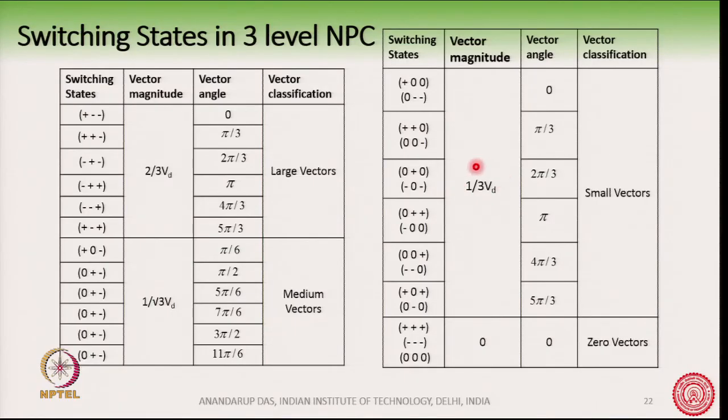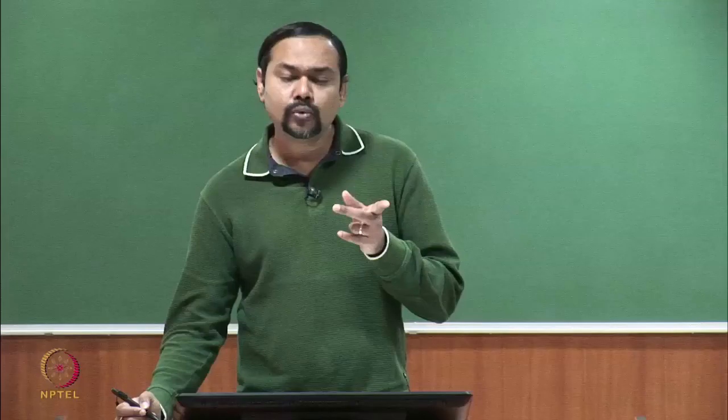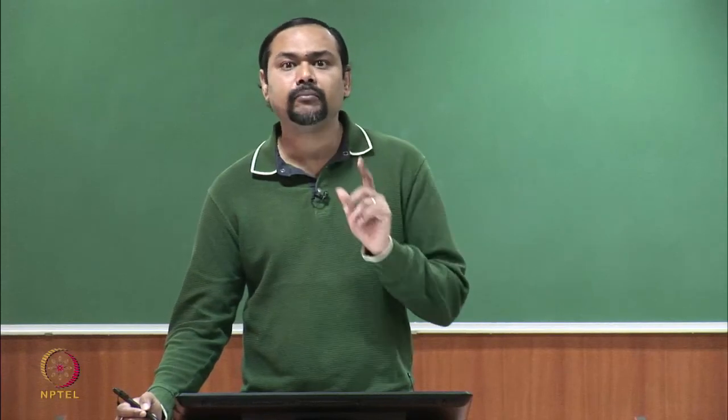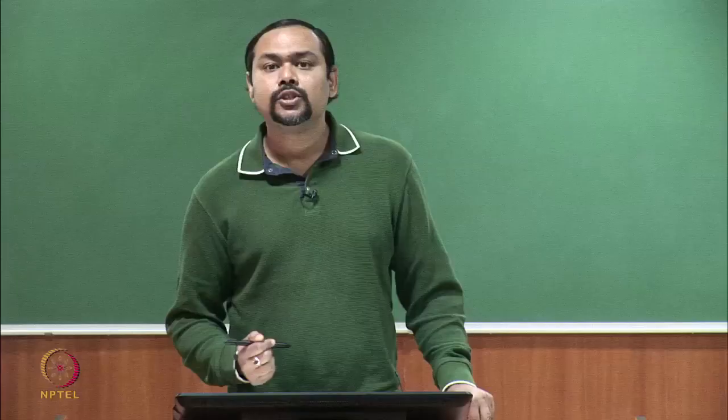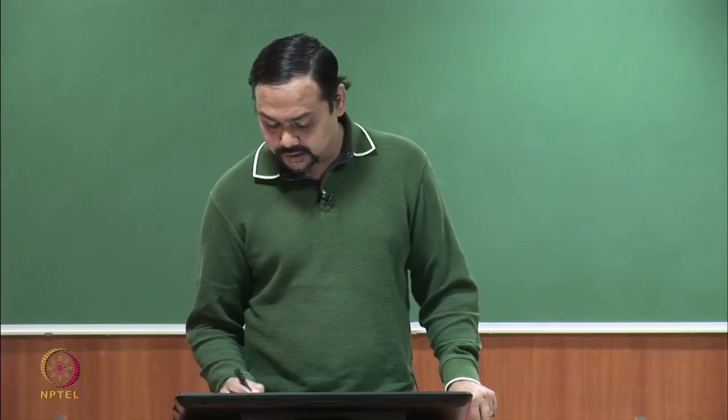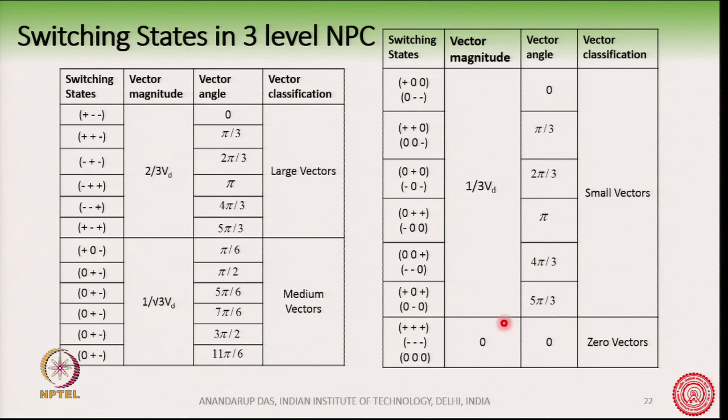Then we have 6 small vectors, and these 6 small vectors have a magnitude of 1/3 Vd, but each of these small vectors has 2 switching state multiplicity. So, 2 switching states produce the same vector, and these are listed here, and of course, we have the smallest vector, that is the 0 vector, and 3 multiplicities which are producing this here.